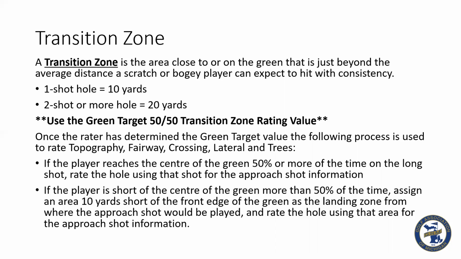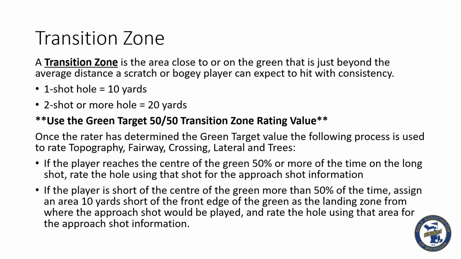But when you see that TZ on your sheet, as long as we're using this transition zone concept, we are going to use the green target 50-50 transition zone rating value that's listed in that green target chart. Okay, so that's at the bottom of the chart, and we're going to use that regardless of whether we talk about this more than 50 or less than 50% of the time. We're going to use that number as our green target.